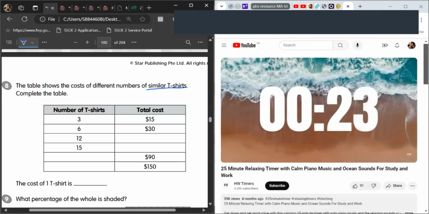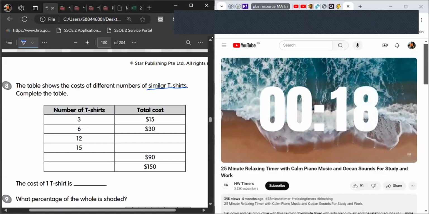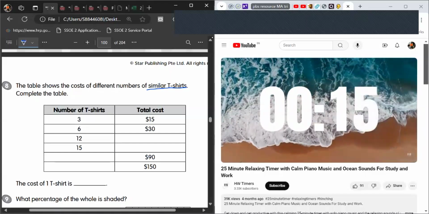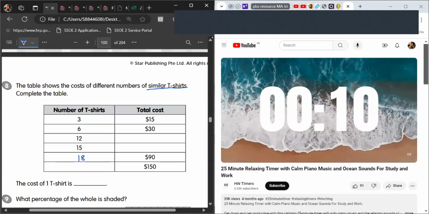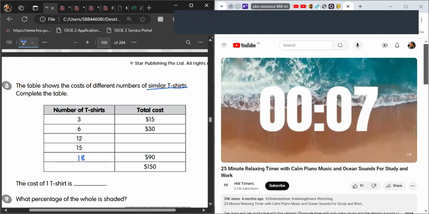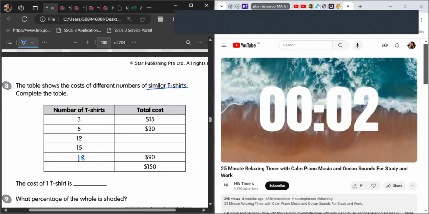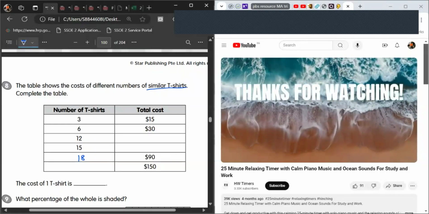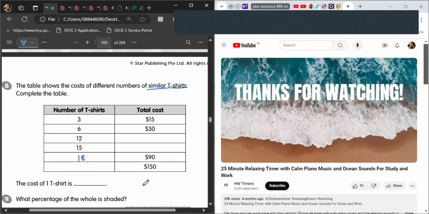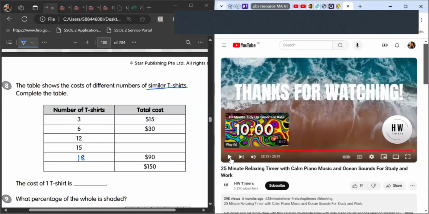3, 6, 12, 15. What do you think is the next number? 3, 6, 12, 15, 18. 30. Okay, before we hit 30, why would you think I will possibly write 18? Yes. 20 divided by 5. What topic is this? Rate, that's correct.